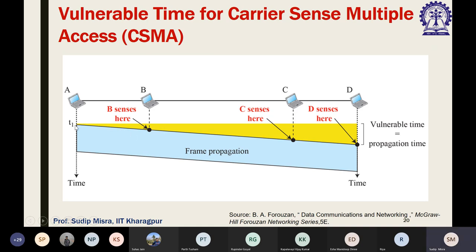So you see that when station A sends a particular frame, B senses it. If it senses, then it is not going to transmit. Likewise, C senses it and is also going to defer its transmission. And E basically senses it here. So this vulnerable time is going to be the propagation time for the frame sent by station A to arrive at B. This becomes the vulnerable time.